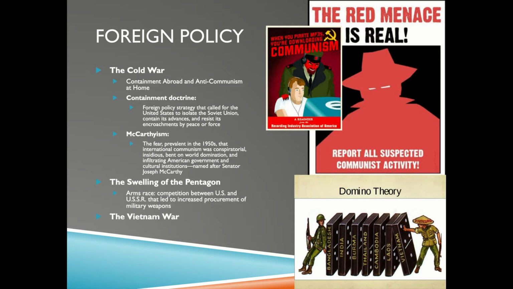All right, this foreign policy of the Cold War, where we're containing communists abroad, leads to the swelling of the Pentagon. It leads to an arms race, which was the nuclear competition between the U.S. and the Soviet Union. All right, it led to an increased purchasing of military weapons, specifically nuclear weapons. Each country wanted to have the biggest tanks, the fastest and the most stealthy planes, the largest, most destructive nuclear weapons. And again, that all costs money, which means the Pentagon is getting a larger and larger budget every single year. All right, this leads to wars like the Vietnam War, the Korean War.